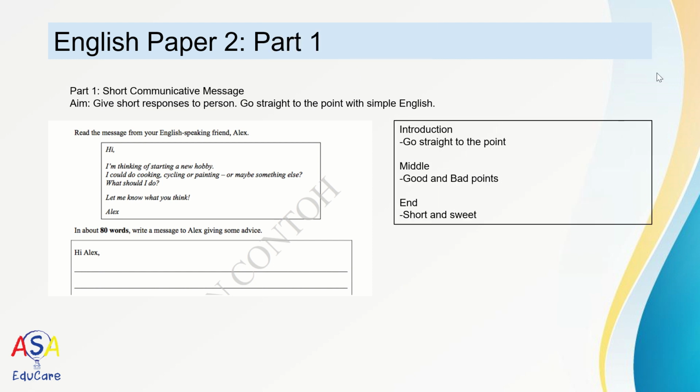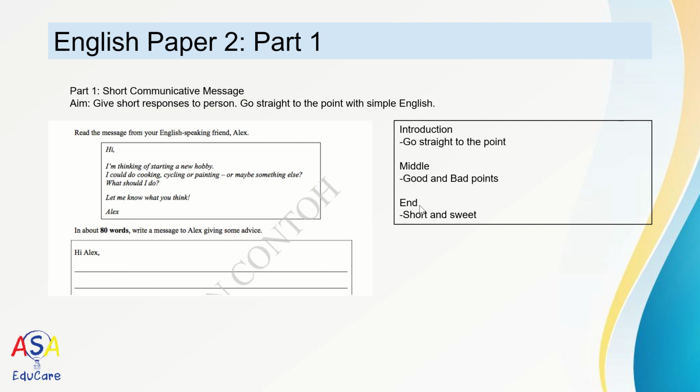For most English papers, it usually starts with an introduction, 开头. I would suggest go straight to the point. As I mentioned earlier, new format. You don't have to say hi, how are you, all those. Okay. Middle, which is the 中间的部分, good and bad points. This is the advantage of the choice given, cooking, and the bad points, which is cycling or painting.